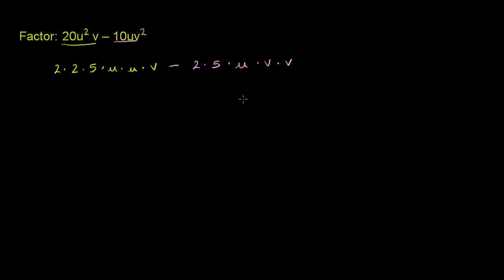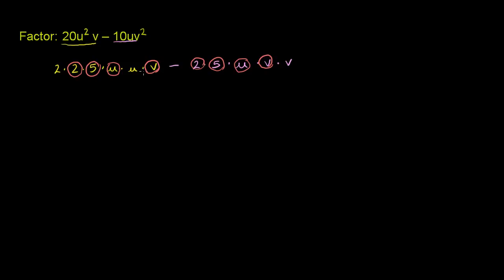Now, what's the greatest common factor of these two terms? Well, let's see. They both have a 2, they both have a 5, and they both have 1u. This one has two u's, but only this one has one. And they both have at least 1v. So the greatest common factor is 2 times 5 times u times v.